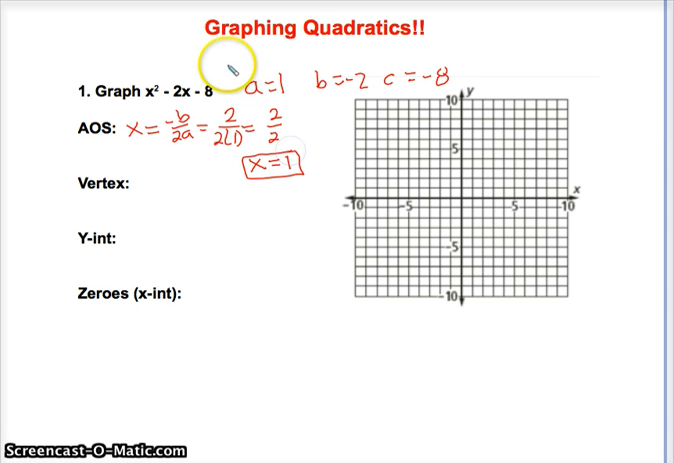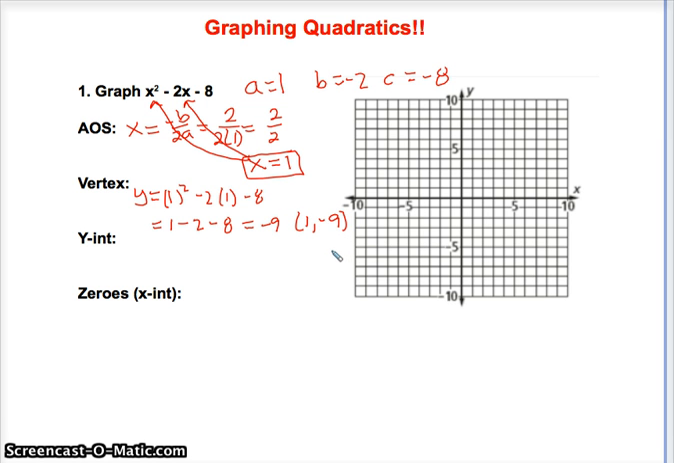Now, I'll use that axis of symmetry to find my vertex. I take this value and I plug it in to both of the x values in my quadratic. So my vertex should look like this. Y equals 1 squared minus 2 times 1 minus 8. When I simplify, I get 1 minus 2 minus 8, and that gives me negative 9. So my vertex should now be 1, negative 9.